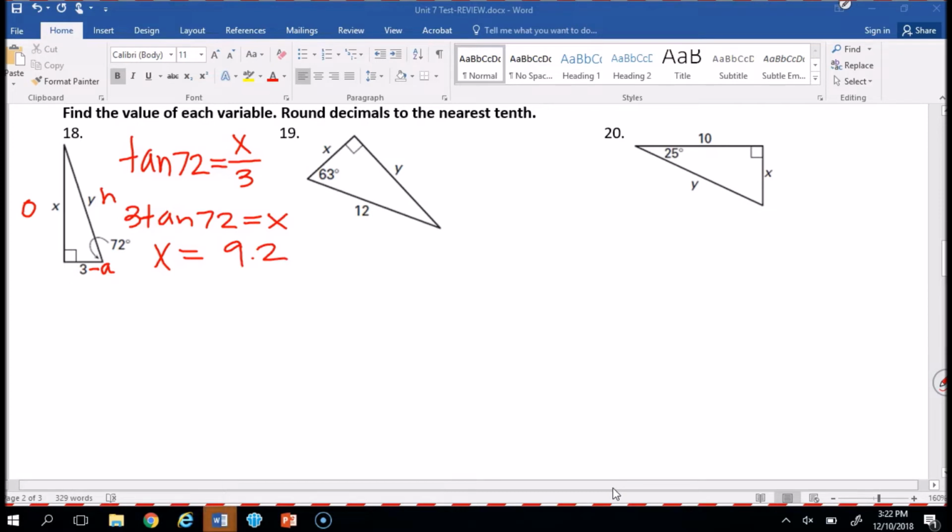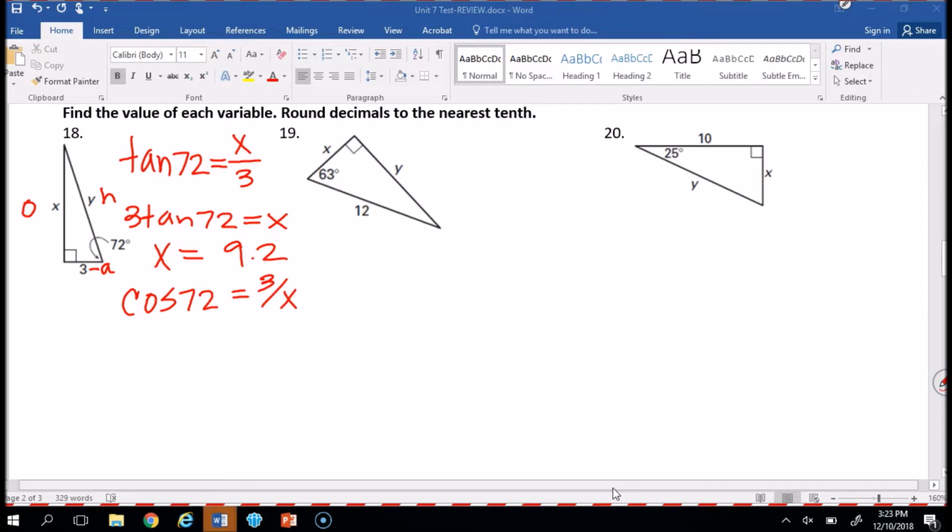Now at this point, we really have two choices about how to solve for our hypotenuse. We could use Pythagorean's theorem and do 3 squared plus 9.2 squared equals y squared, or we can use another trig ratio, and I'm going to go ahead and use another trig ratio. So this time I'm going to solve for y. So we have our adjacent side here, we have our hypotenuse, and adjacent and hypotenuse use the cosine. So cosine again of 72 is equal to our adjacent, which is 3, over our hypotenuse.